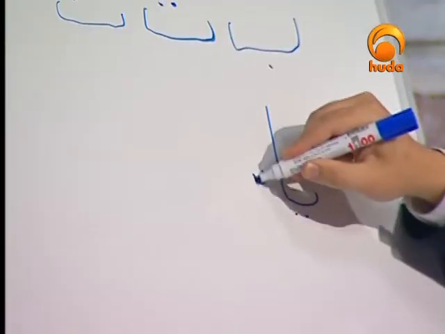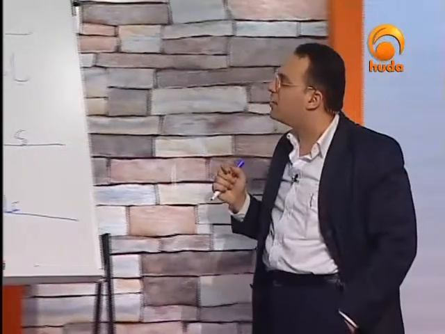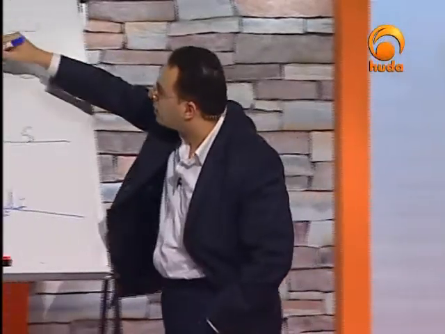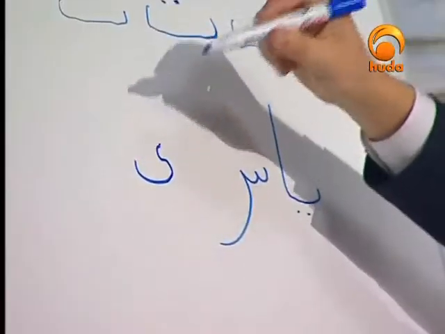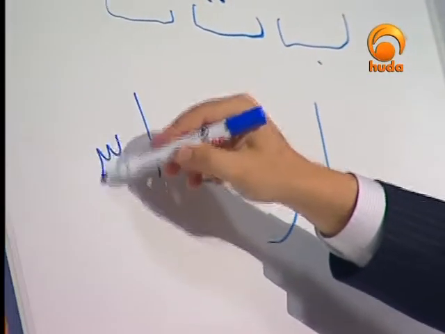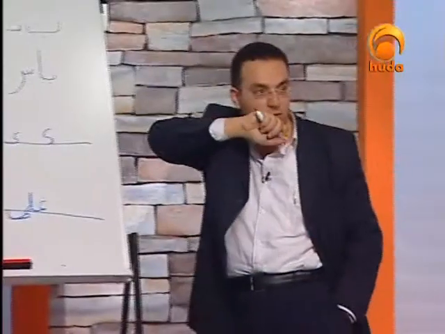So how many letters do we have here? We have four. Ya is connected with Alif, and Sa is connected with Ra. Let me write that here: it's Ya, Alif, Sa, and Ra. Can you see that? Yes. This is when it comes to an initial position.